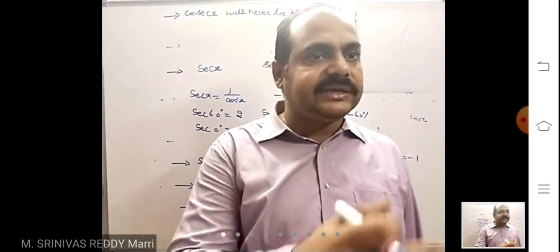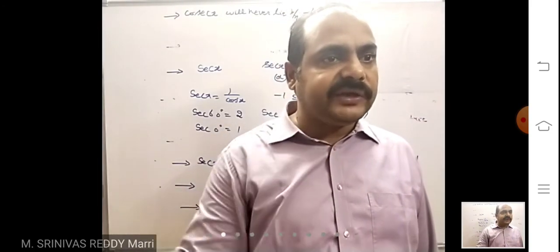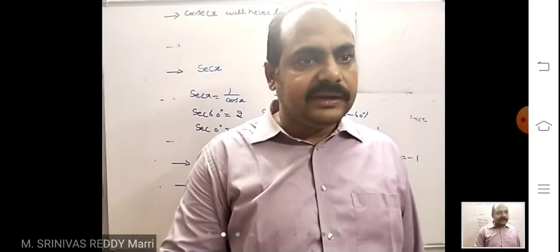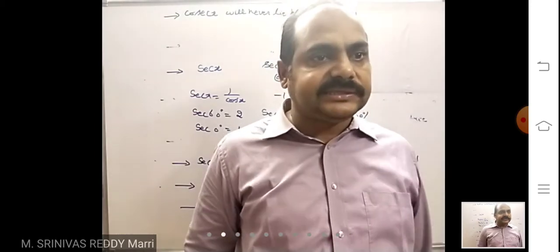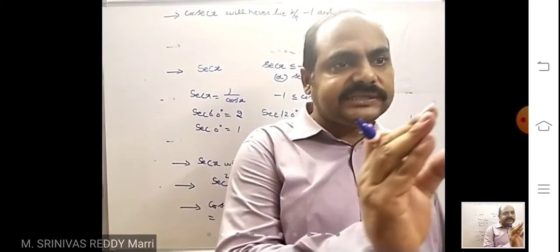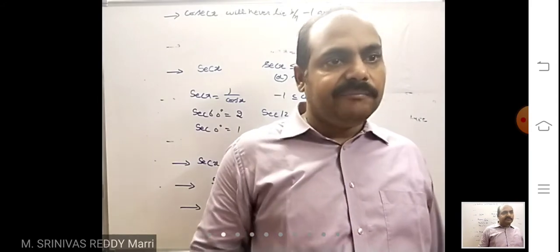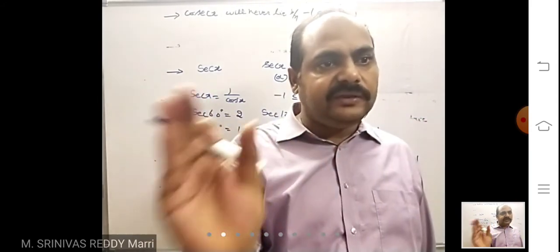That means you won't get that value. So no value of x you will write. Just like that. Next is sin square x. Sin square x will always lie between 0 and 1. Minimum value is 0, maximum value is 1.